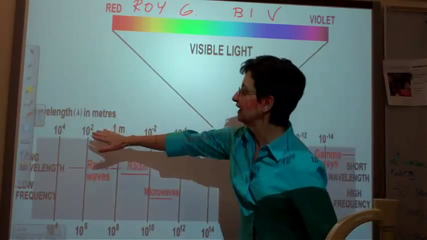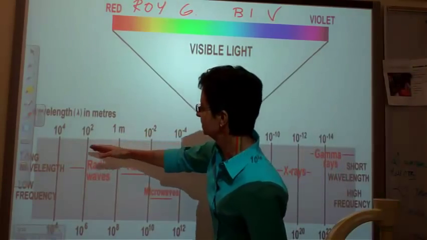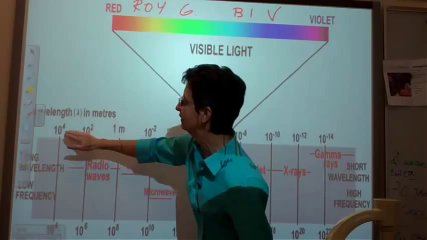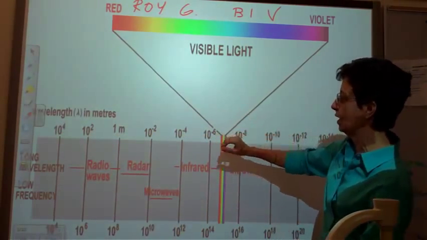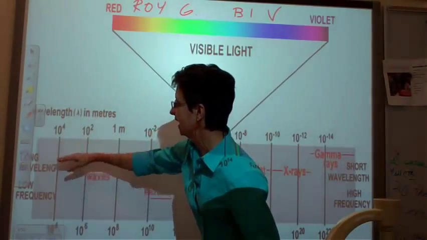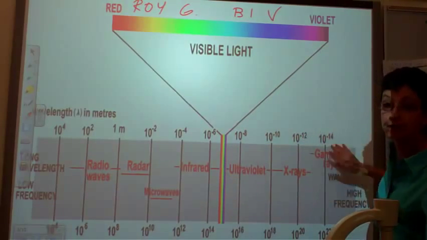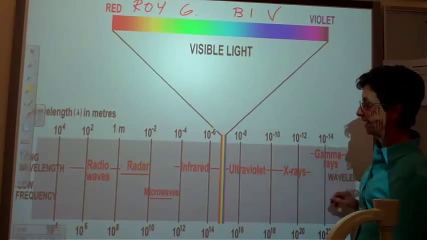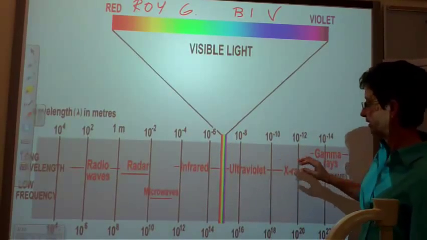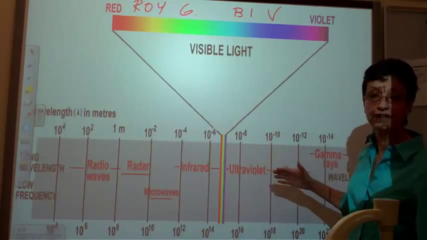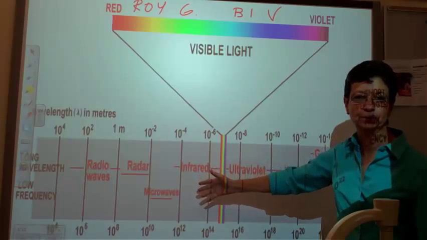Now, take a look at this, and we look at the wavelengths. Notice this side has very long wavelengths, 10 to the 4th, 10 to the 2nd, 10 to the minus 6, and so on. But these are long and low frequency. We'll come back to that. And these are very short gamma rays. They include radio waves, radar, microwaves, infrared, ultraviolet, X-rays. All of these are included in what we call the electromagnetic spectrum.